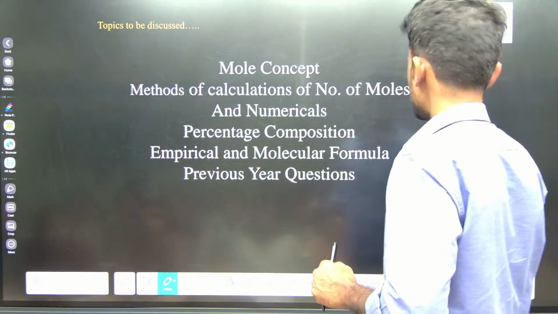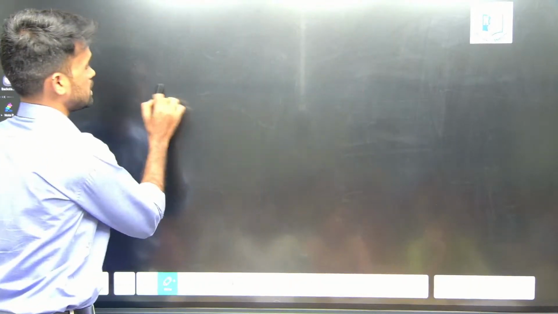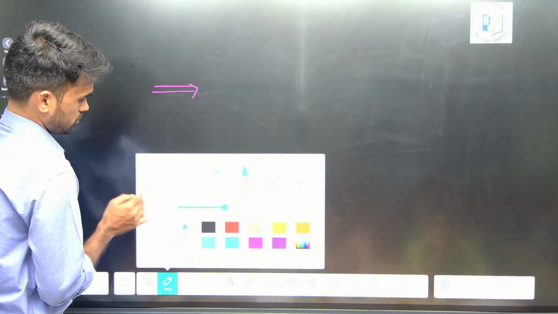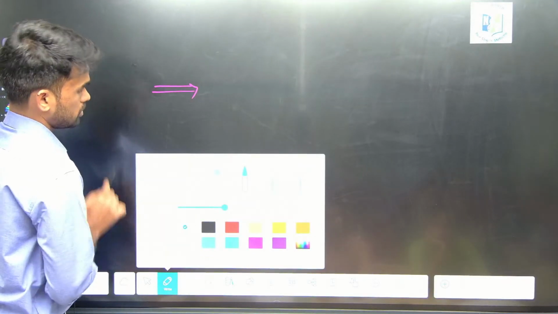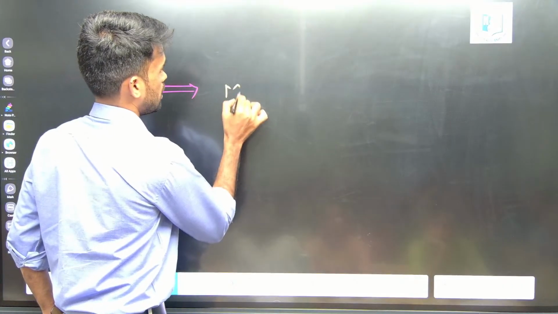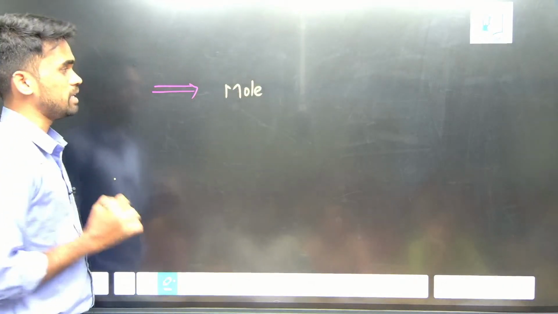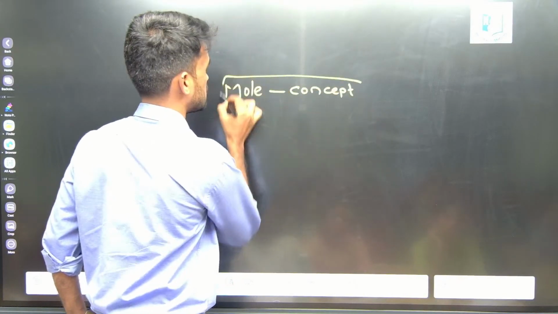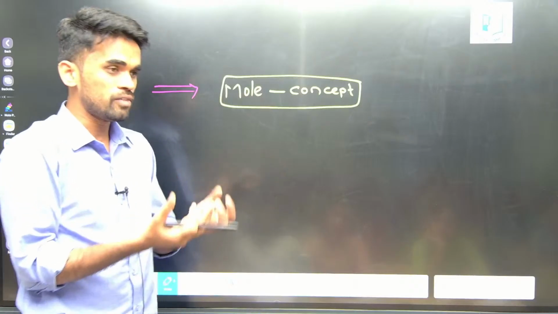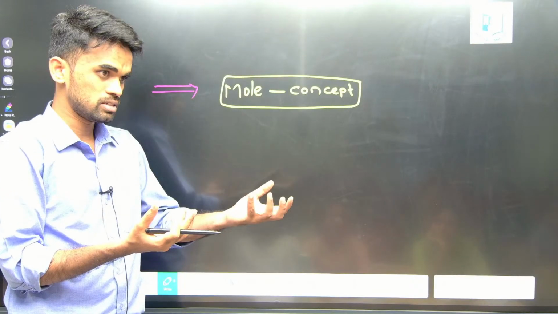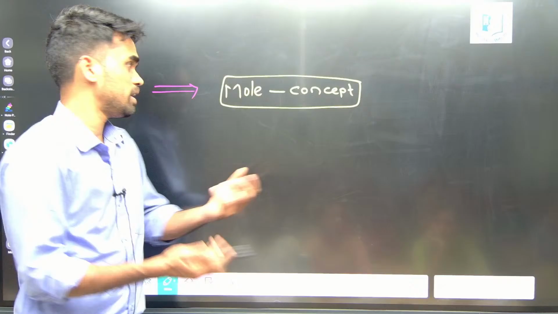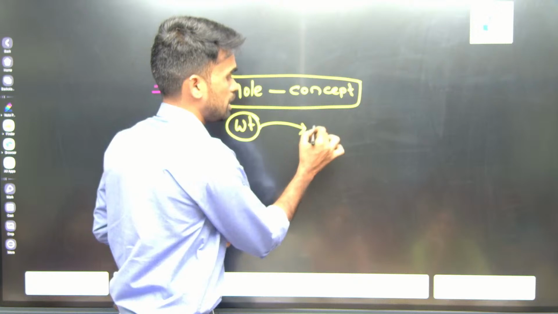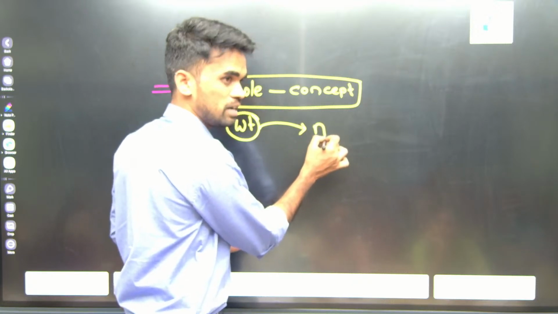See, firstly let me tell you, the first thing is mole, means we can simply say it as mole concept. So what is it? A mole concept means it deals with the quantity of substance. Means for example, I am giving you some weight, so how can you convert this weight of a substance to the number of moles? I will tell you again what we mean by mole.